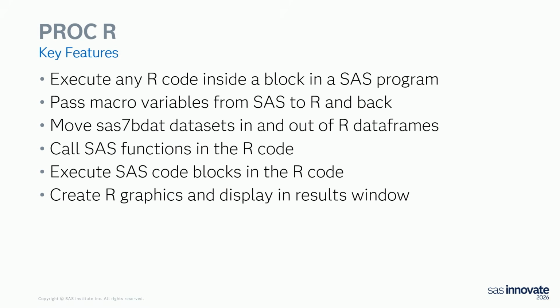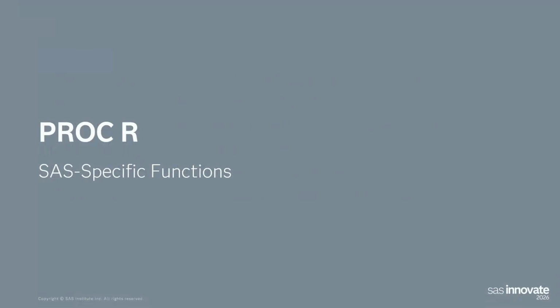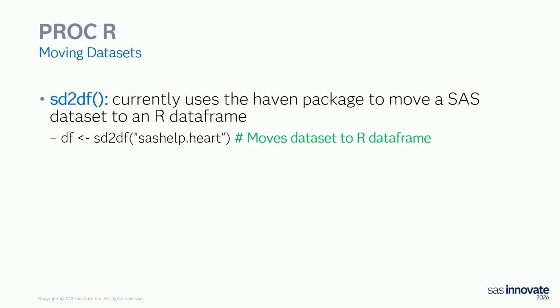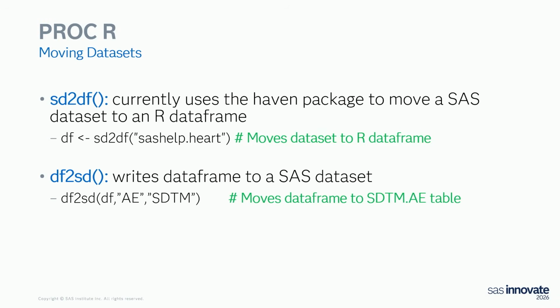But this is my favorite, right, is I can make the graphics show up in the results window. That was the thing that made me the most happy, was finally being able to do that. And I'm going to show you this. Let's look through it. We'll actually look at some code in here. So for moving data sets, it's literally SAS data set to a data frame, or the other way back is a data frame to a SAS data set. So this is how you'll move a SAS7BDAT file into an R data frame, or vice versa, right?